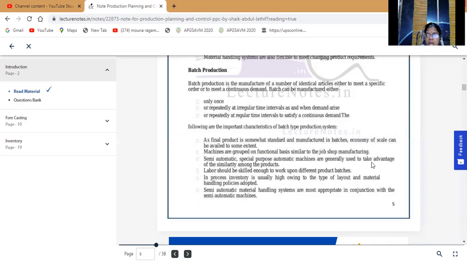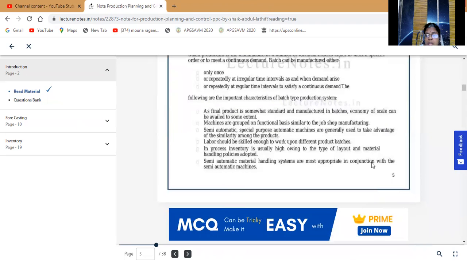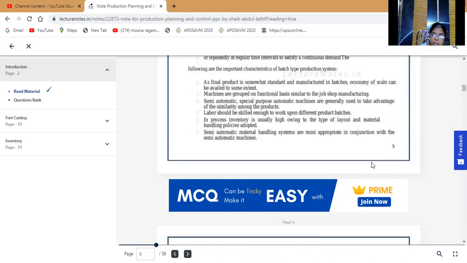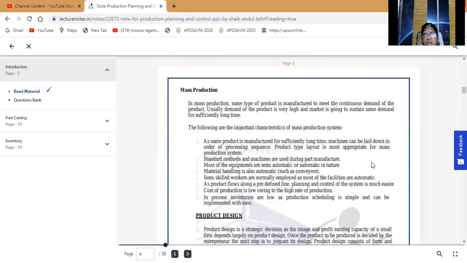And the labor should be skilled enough to work upon different product batches. They're also the same thing. In this process, inventory is usually high owing to the type of layout and material handling policies adopted. Because our demand is continuous and we are doing the work in batches, the inventory is very high. And the semi-automatic material handling systems are more appropriate in conjunction with the semi-automatic machines. Okay, so those are all the characteristics of batch production. And next, mass production.